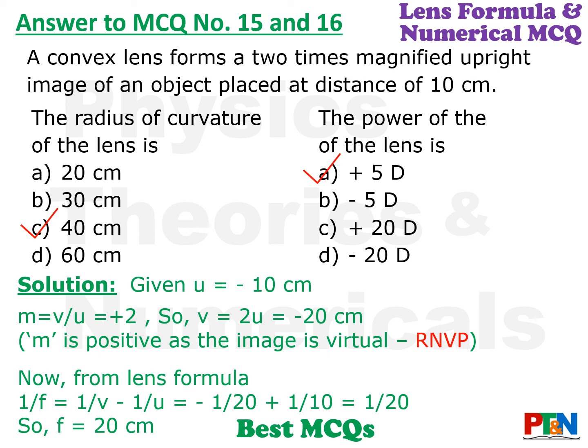It says upright image, that is virtual image. Virtual image means M is positive. So M is plus 2, U is minus 10. From M you find out the relationship between V and U. So V is equal to twice U. That means it will be 2 into minus 10, that is minus 20 centimeter. So you got the value of U and V. Find out F. Once you have found out F, then you get the radius of curvature and power of the lens.